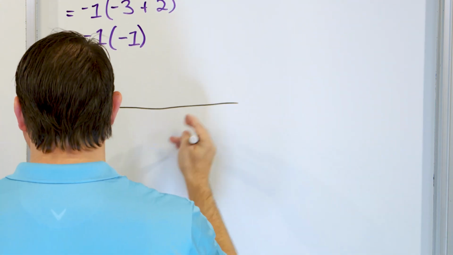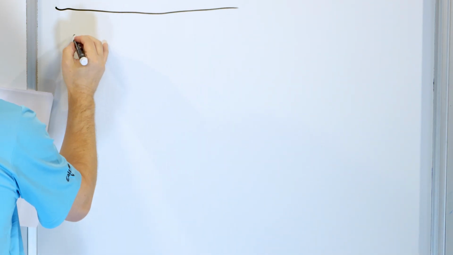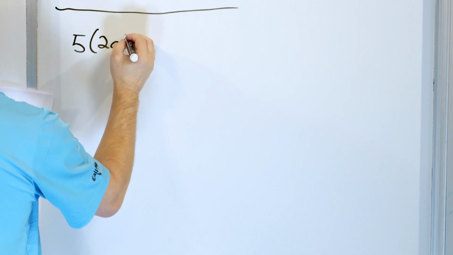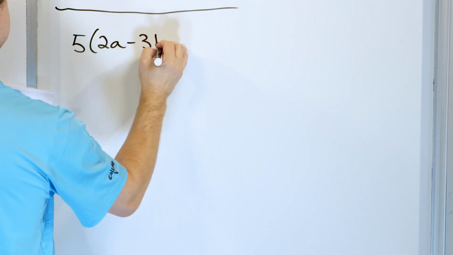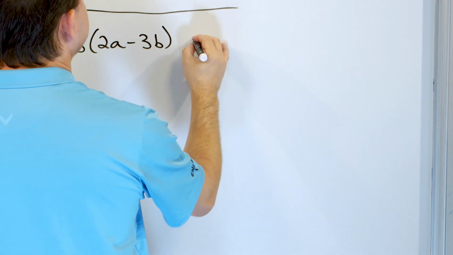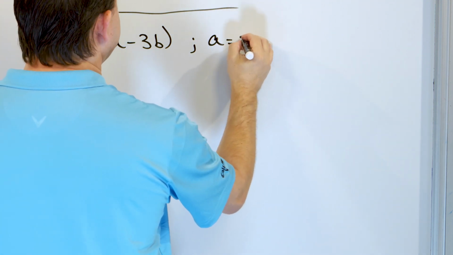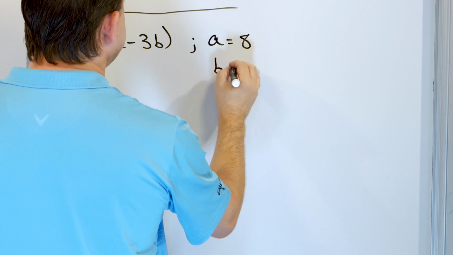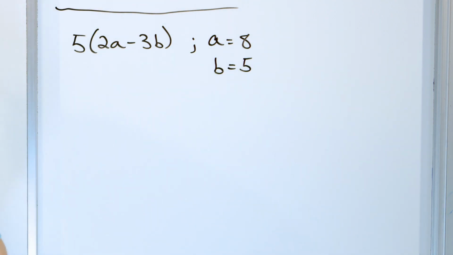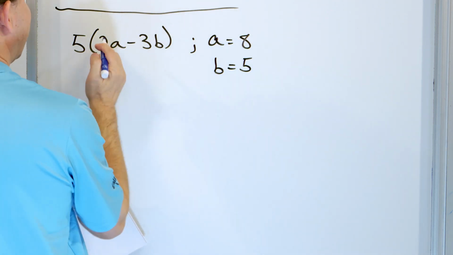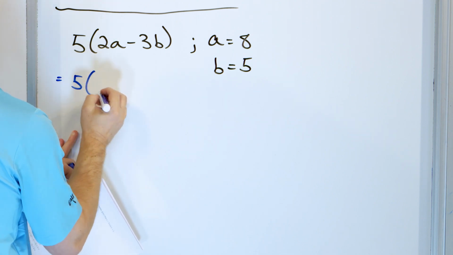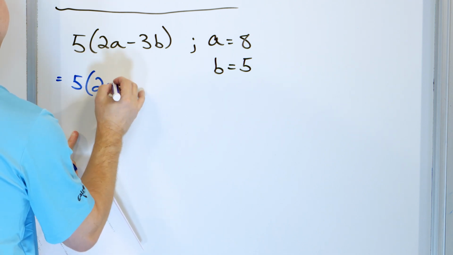All right, good deal. Let's take a look at 5 times 2 times a minus 3 times b. And I'm going to give you that a is 8, and I'm also going to give you that b is 5. So I put a is 8 in here. 2, I can just put a dot times 8 if I want to.